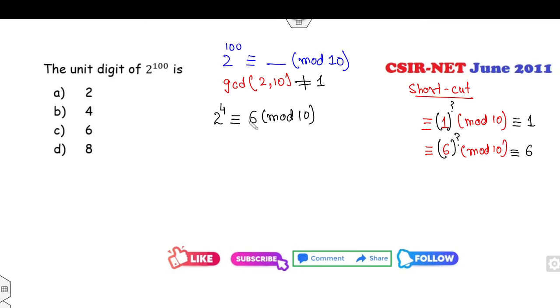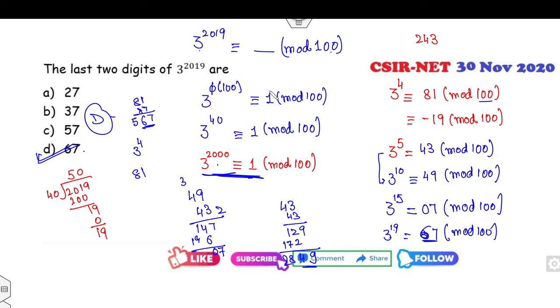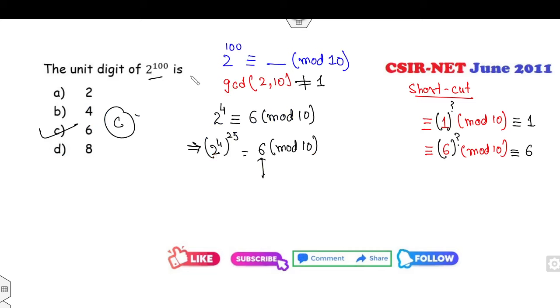Now since it is a 6, then I can simply take 2 raised to power 25 on both sides. Since 6 raised to power 25 is always 6 modulo 10. Only two numbers, either 1 and 6. So that will be my 2 raised to power 100. The right answer is 6, the correct answer of this problem. Make sure if the GCD is not 1, then you are unable to apply the Euler theorem. Then you can start with this quantity.